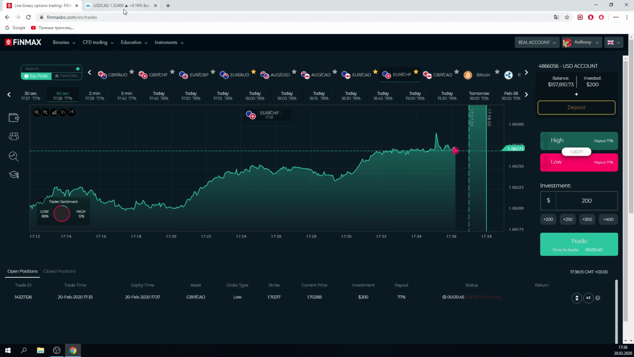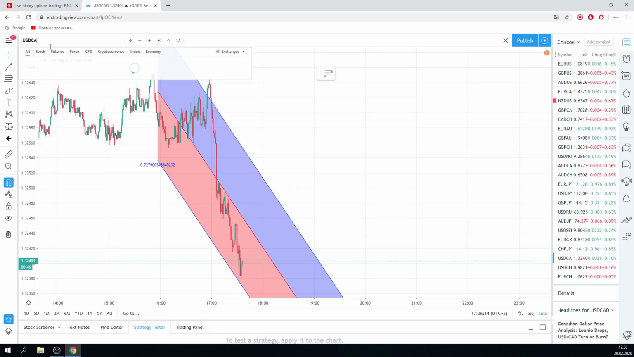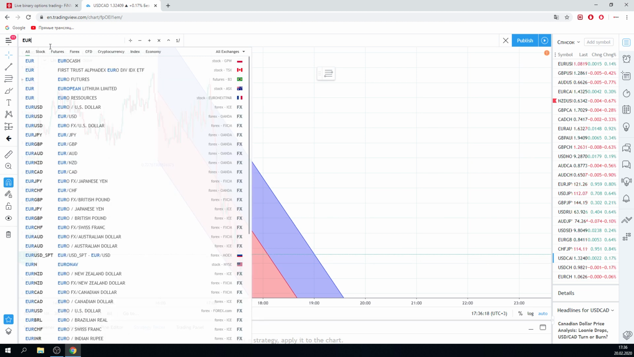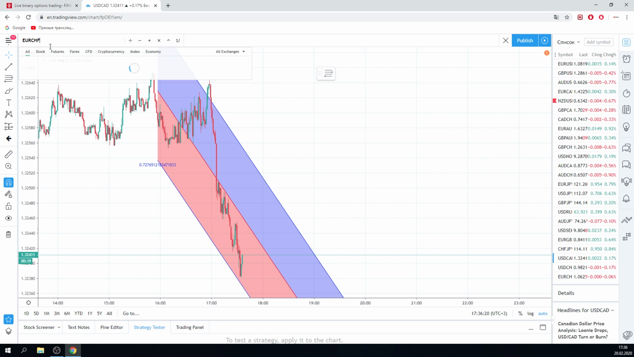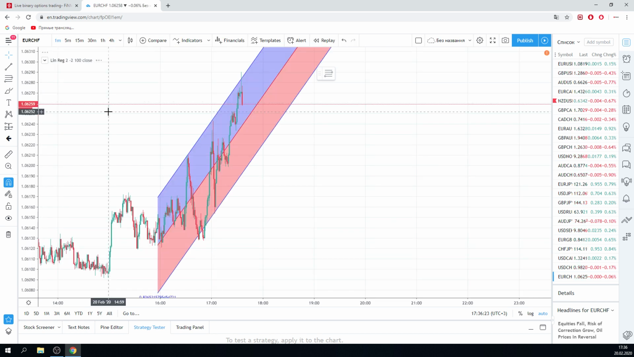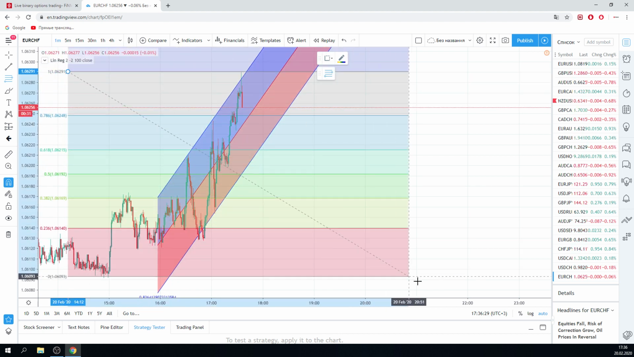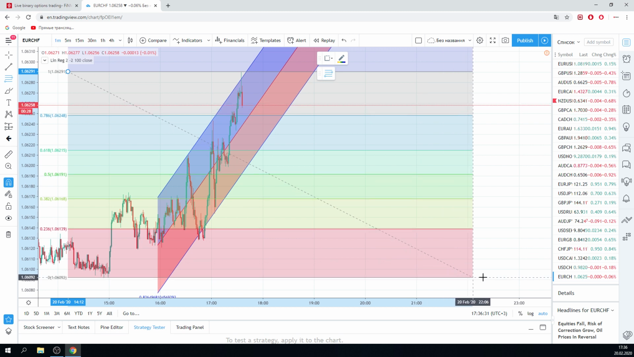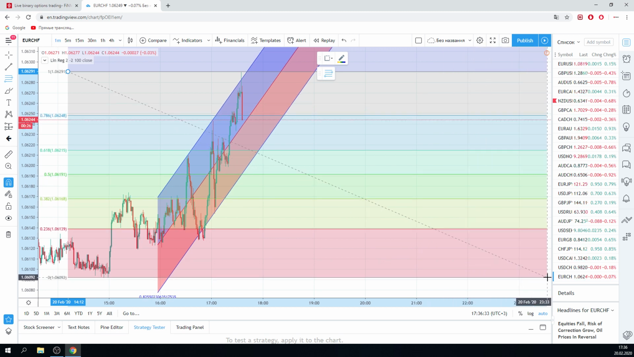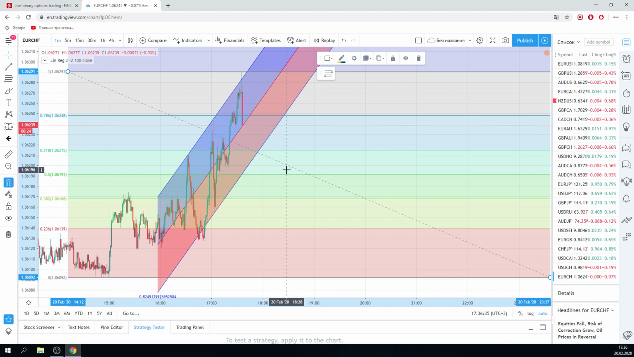Euro CHF. Let's put our eye on the Euro CHF. Okay, the Swiss franc is going. The highest top of the price and the lowest top of the price. Oh my god, that is a very big candle.